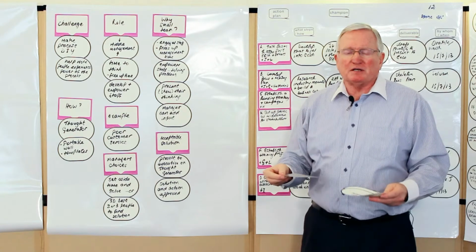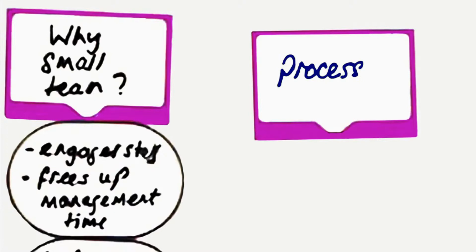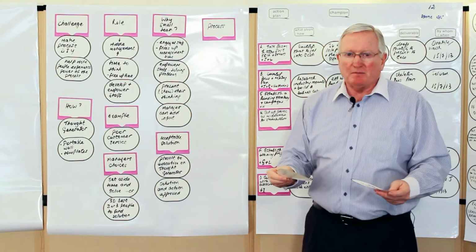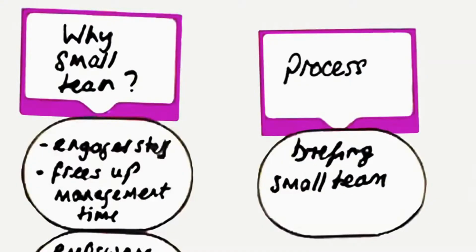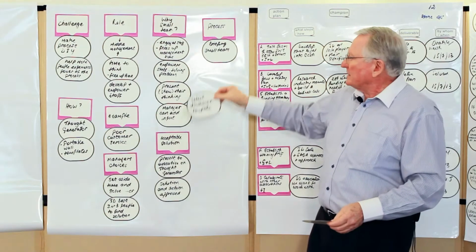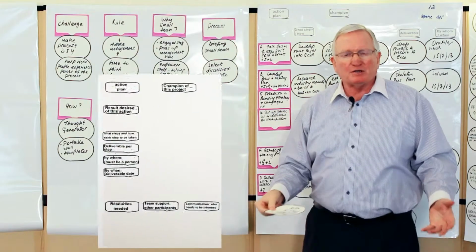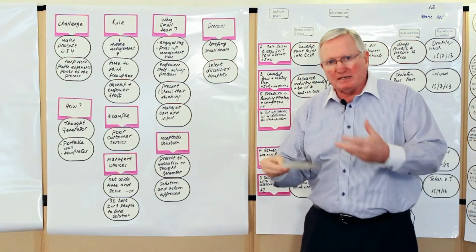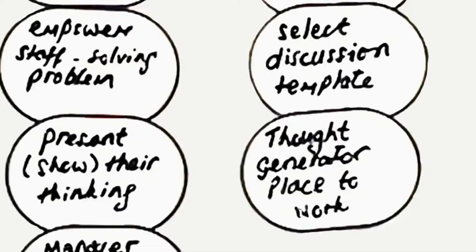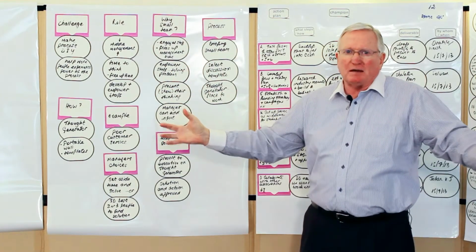So now we need a process. We need to be clear about what we're trying to achieve. And really the process is, firstly, to brief that small team. You can't just say to them, go and solve the problem. You have to give them a briefing. And part of the briefing is selecting some form of discussion template, like a gap analysis, like a process mapping, whatever it is. Pick the template, guide them through how the template would work, and then allocate the thought generator, tell them to go into the canteen or the cafeteria or somewhere and tackle the problem and come back in 2 days' time and present.